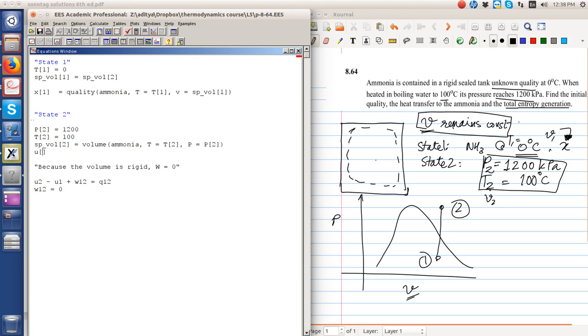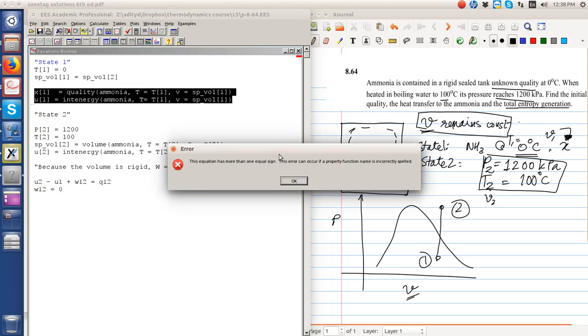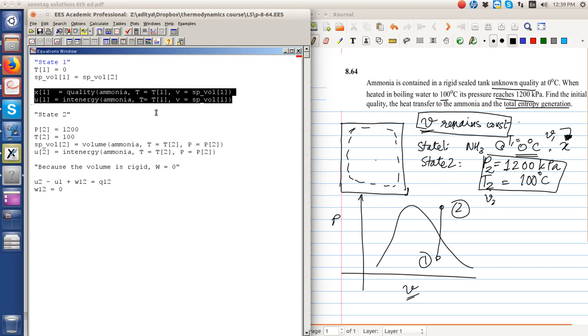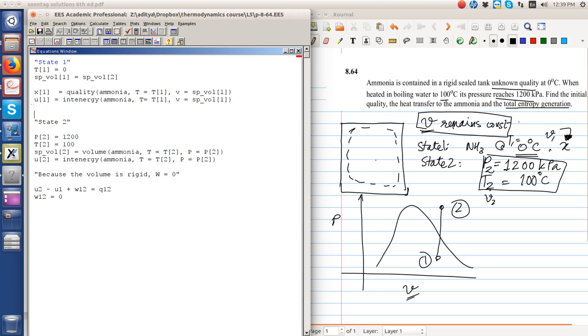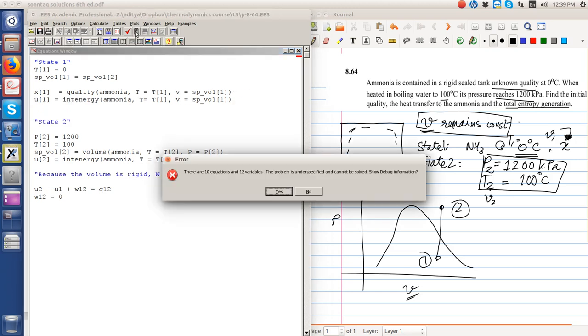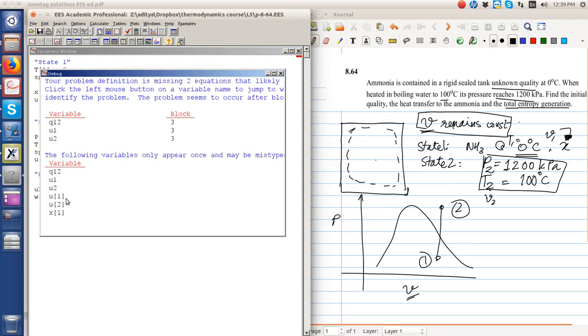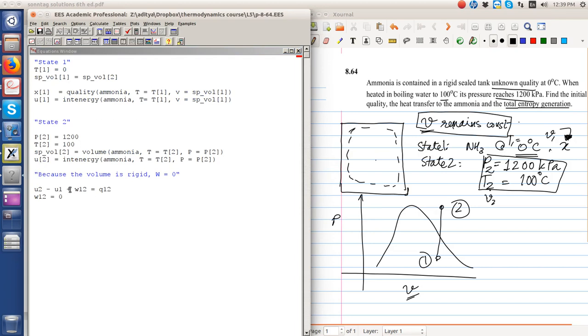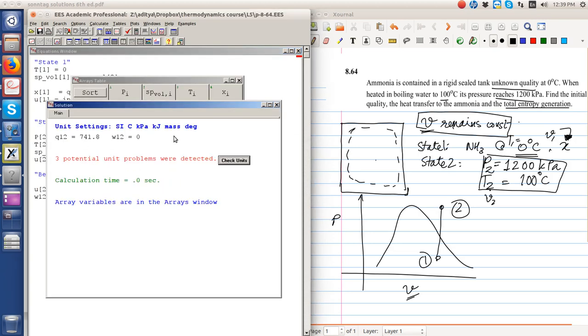And we write down what the U2 is: internal energy of ammonia at T equal to T2, P equal to P2. Similarly, this will be internal energy of ammonia at T equal to T1, specific volume at 1. Okay, using this we find the heat transfer. There is something wrong. U1 and U2 we have redefined. Okay, we have to make that correct. Okay, there we are. So the heat transfer is 741.8 kilojoule per kg.